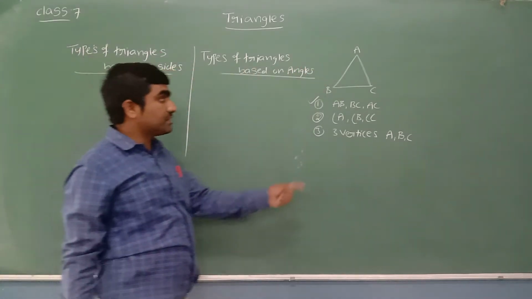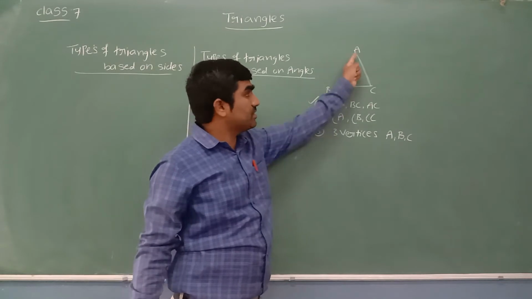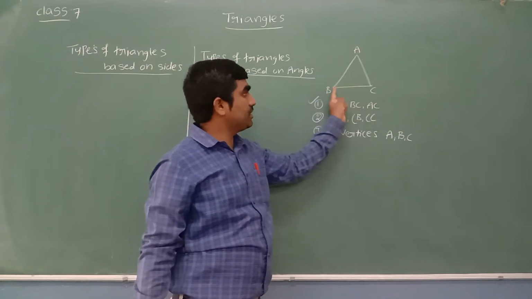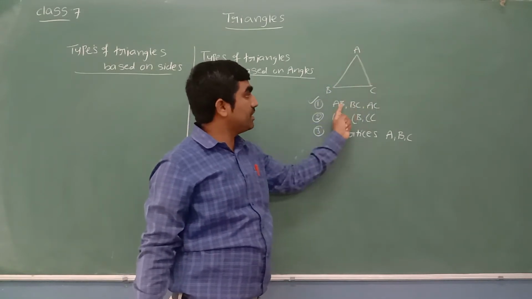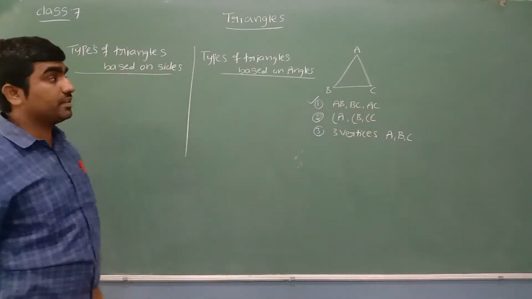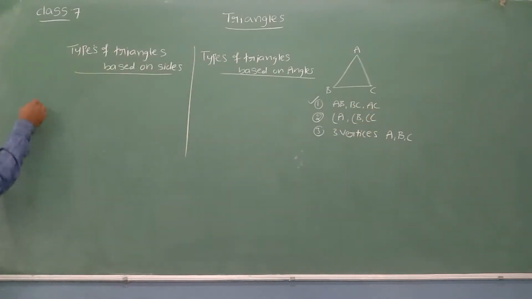See here we can see it has three sides: AB, or we can say BA, BC or CB, CA or AC. It has three sides. Based on their sides length, we divided. One is, let me draw a triangle here. A, B, C are the vertices. Suppose length of AB is equal to length of AC, equal to length of BC, all the three sides are equal. It is called an equilateral triangle.